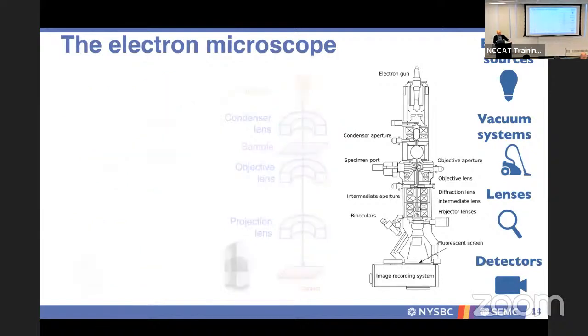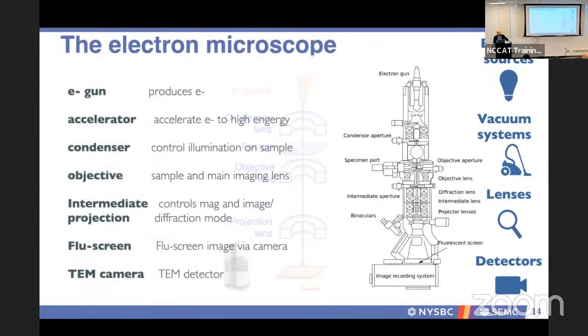But there are several components here. I'll have these slides up there, but the idea is, what does an electron gun do? Well, that's our light source, as it were. It produces electrons. Right below the electron gun, we have an accelerator stack. So that's where we accelerate our electrons to either 100 keV, 200 keV, 300 keV. And I'll mention a little bit more about that in a bit.